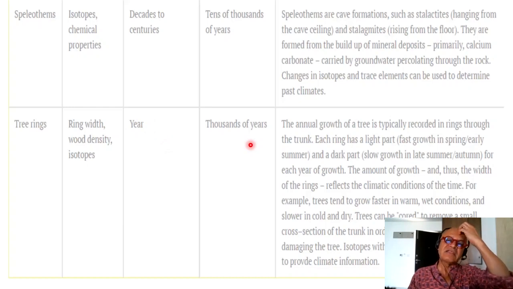Trees. Some trees can live for thousands of years. They apparently can replicate their chromosomes without losing the so-called telomeres, or the end of the DNA, which is the aging process. So they are able to age very slowly and live for thousands of years. The annual growth of a tree is typically recorded in rings through the trunk. Each ring has a light part, fast growth in spring and early summer, and a dark part, slow growth in late summer and autumn for each year of growth. The amount of growth, and thus the width of the rings, reflects the climatic conditions of the time.